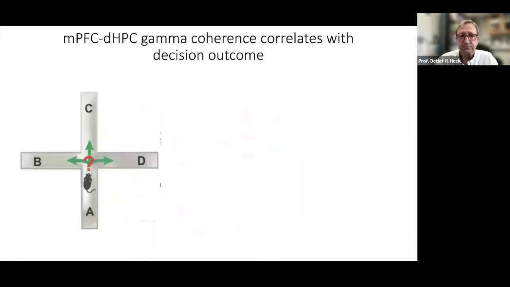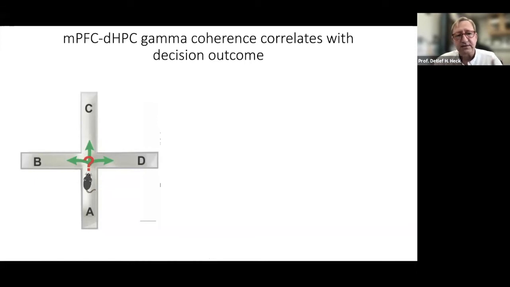Now, we repeated the experiments in the plus maze, recording prefrontal cortex and hippocampus, and we basically found the same thing that Benchenane et al. found. They analyzed the coherence at the moment of decision making, and they also separated the coherence values between correct and incorrect decisions. What they found was that when the rat made a correct decision, the coherence values reached higher magnitudes than during incorrect decisions. So we did the same thing.